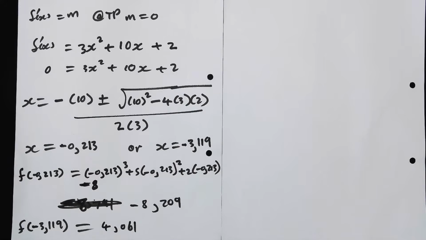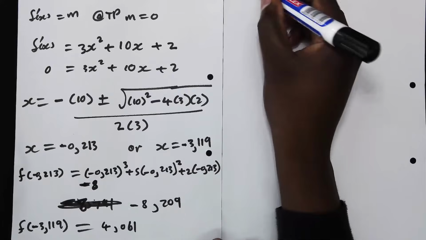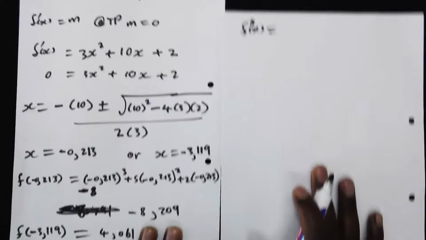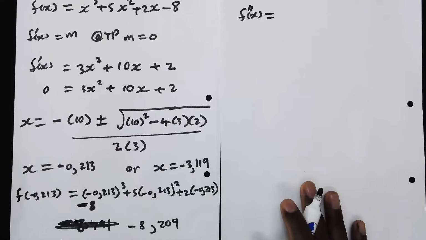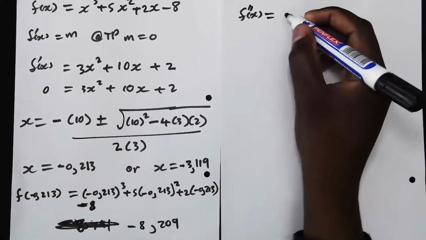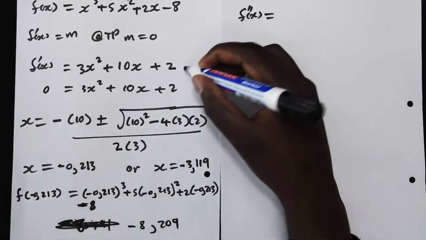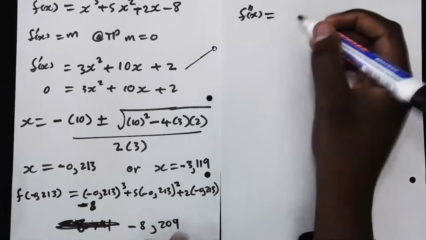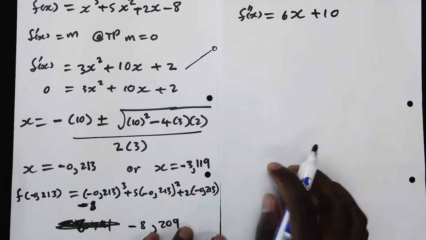All right, so let us prove whether we're having a maxima or a minimum. So we're going to derive the function twice now. F double prime is equal to... So derive the function twice, and we'll have 6x plus 10.